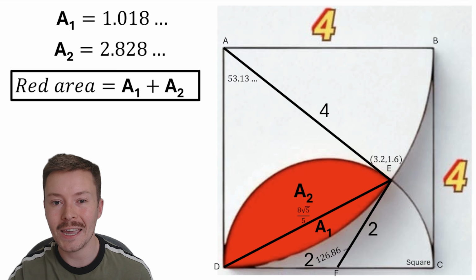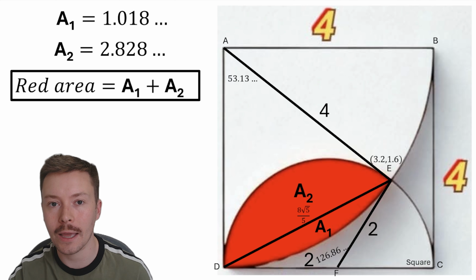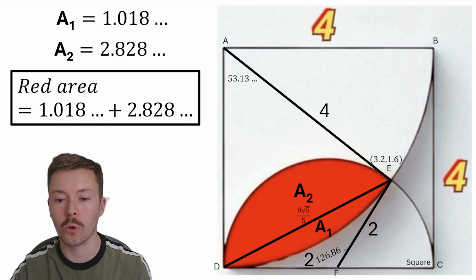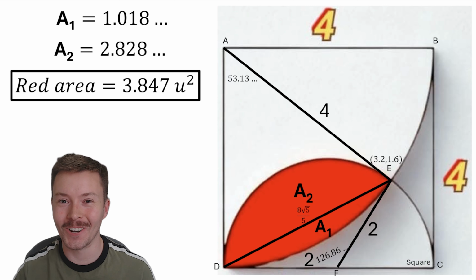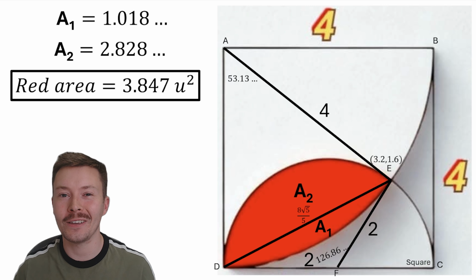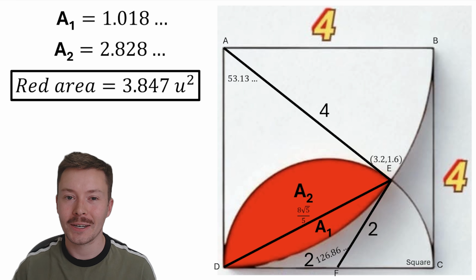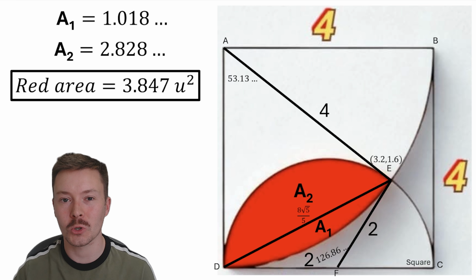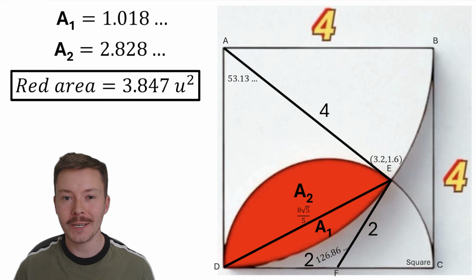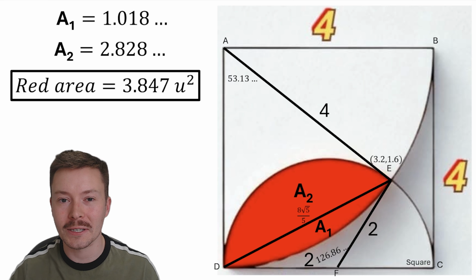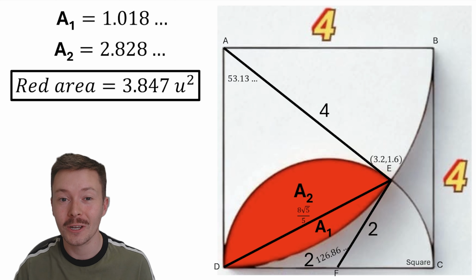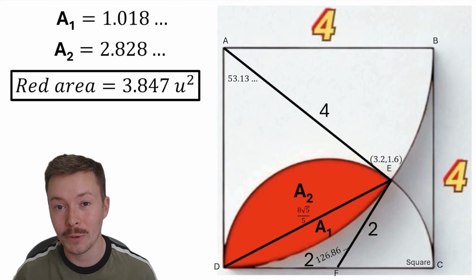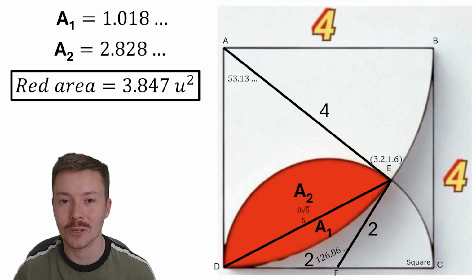So to get the red area, we need to add A1 and A2 together. So 1.018... add 2.828... That gives us an answer of 3.847 to 3 decimal places units squared. Hopefully, if you tried this problem yourself, you were able to get the same solution, or same answer, sorry. If you had a different solution, not this one, share it down in the comments below. It's always great to read your different solutions.